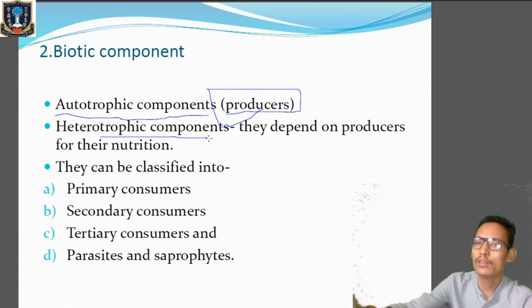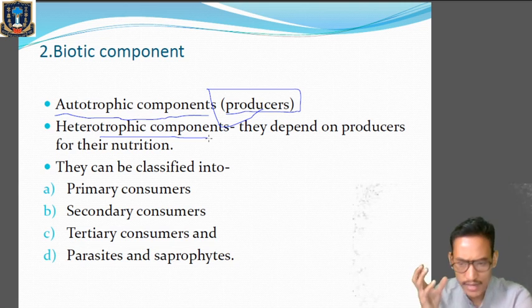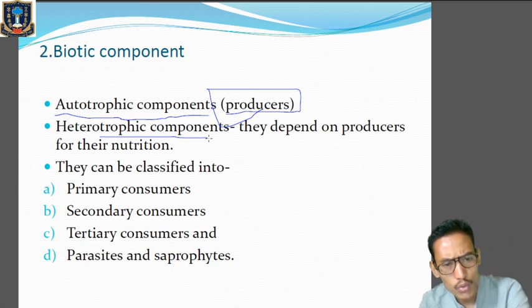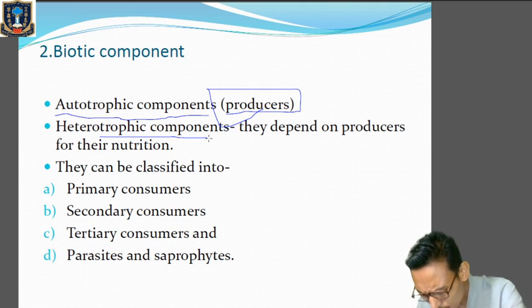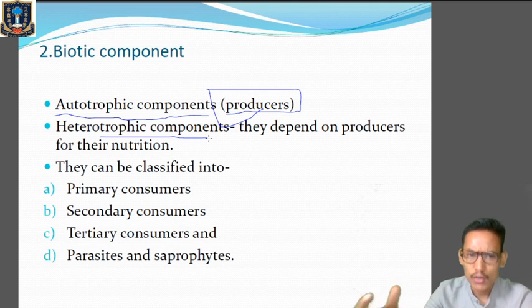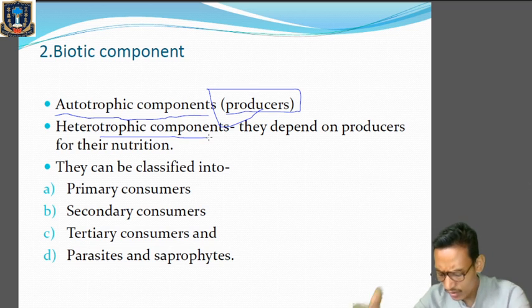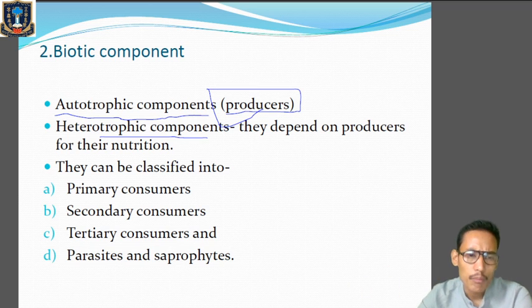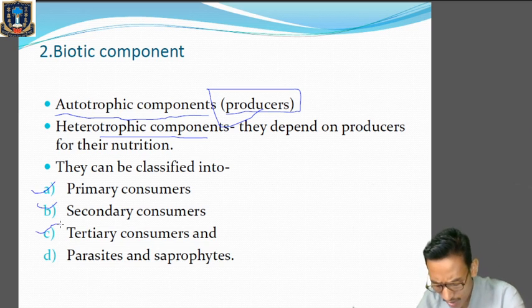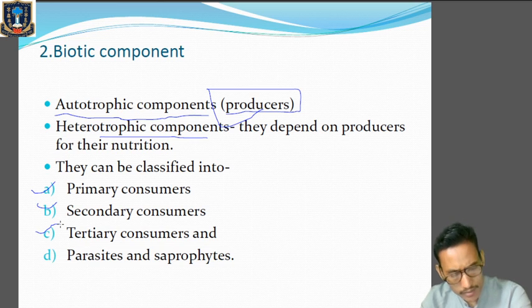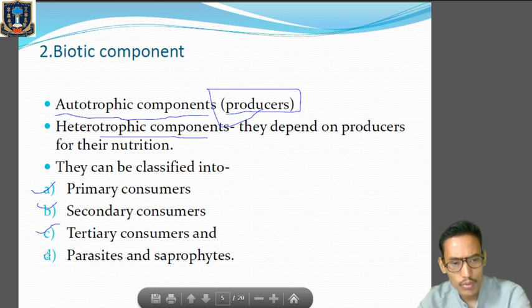We are dependent on the producers, on the green plants, directly or indirectly, for the source of food. Clear? So these heterotrophs are further classified into primary consumer, secondary consumer, and tertiary consumer, and we will find the parasites and the saprophytes. We'll go through it one by one.